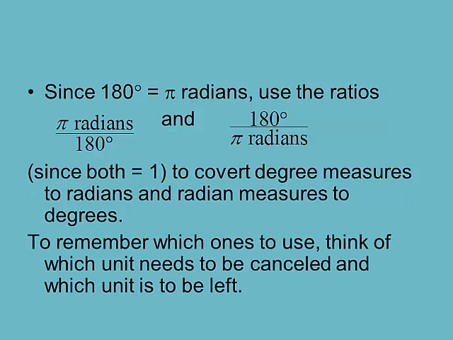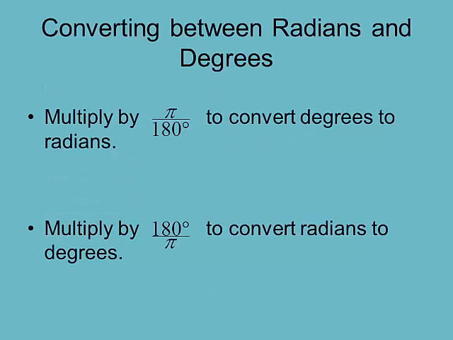So to remember which one to use, think of which unit needs to be canceled and which unit needs to be left. If I want to have degrees when I'm done, then I want to use the one that has 180 degrees in the numerator. If I want to have radians when I'm done, then I want to use the one that has pi in the numerator. And we'll show some examples here. So when we want to convert between degrees and radians, you multiply by pi over 180 degrees to convert from degrees to radians, because you're getting rid of degrees and you want to be left with radians. We multiply by 180 degrees over pi to convert from radians to degrees because we want to have degrees when we're done and we want to get rid of the radians.